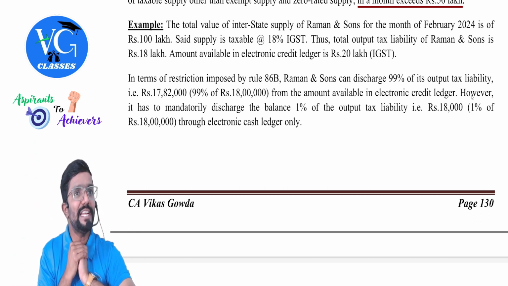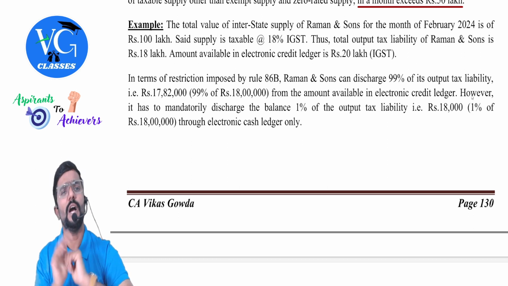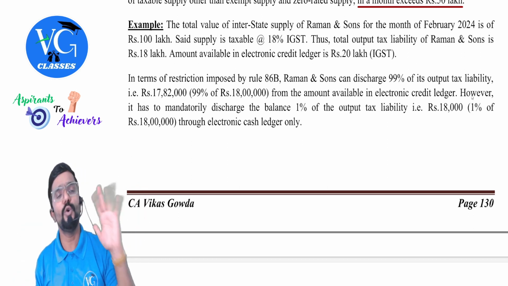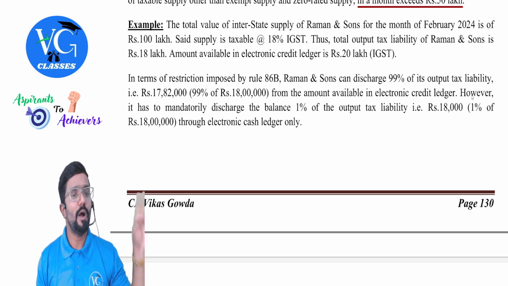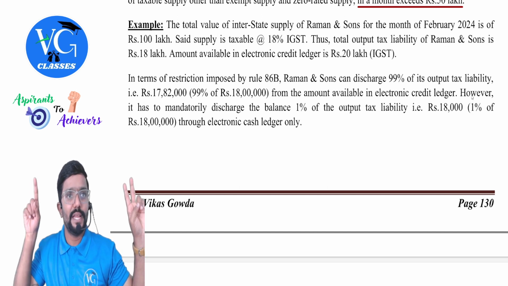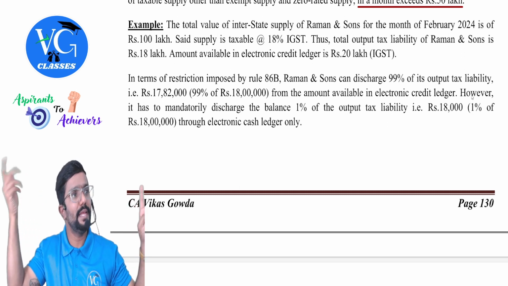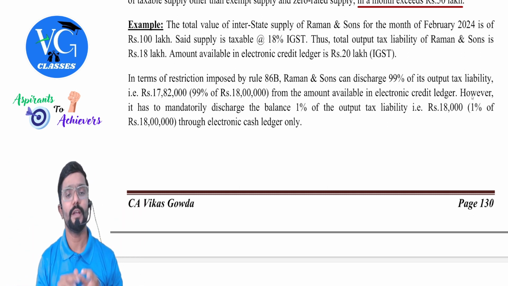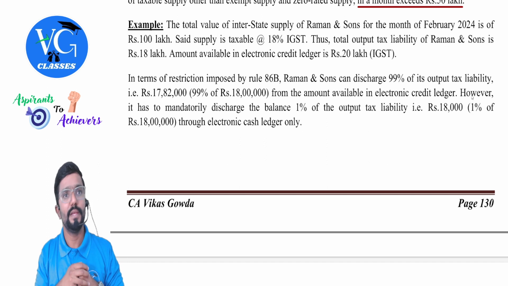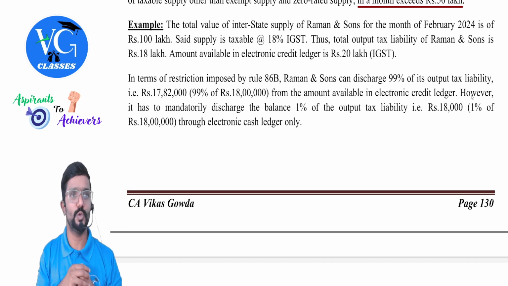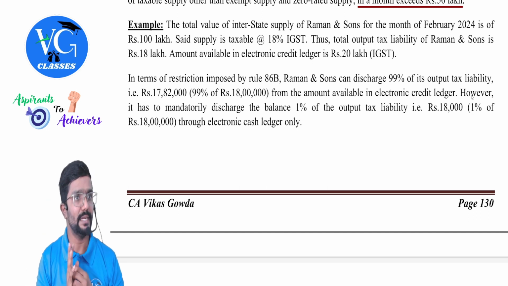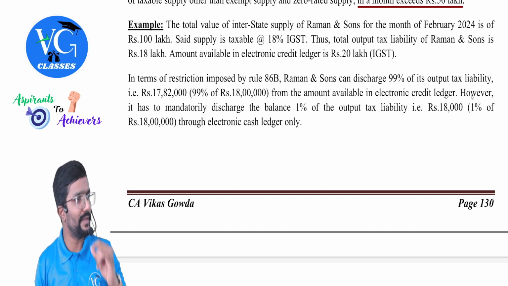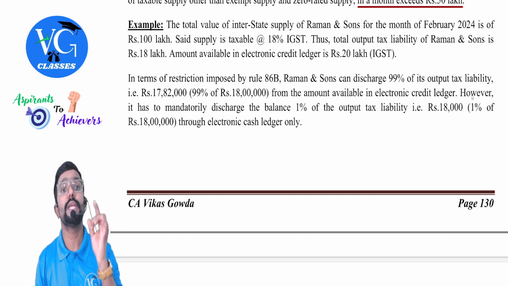But can they use full 18 lakh credit now? No, sir. Assuming there was no Rule 86B, how much credit can he use? Out of 20 lakh, you will use 18, and the remaining 2 lakh you will carry forward. But due to Rule 86B, can you use full 18 lakh? No, sir. What is output tax, guys? 18 lakh. At least 1% of that has to be paid through cash ledger.